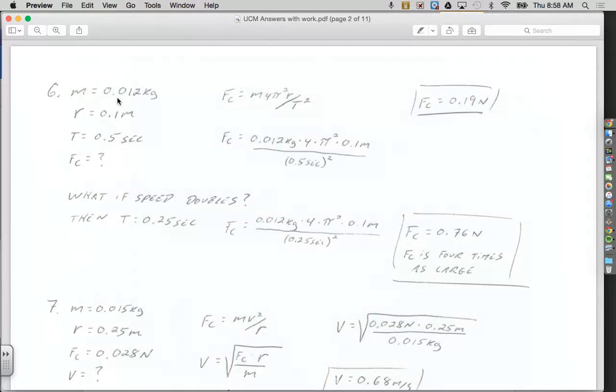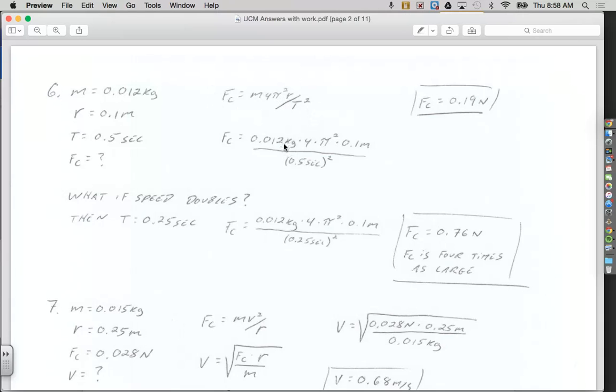So first things first, I write down all my numbers. My mass is 0.012 kilograms. My radius was 0.1 meters, and my time was half a second, and we're trying to find the centripetal force. So I look at my equation sheet and say, what equation should I use that has centripetal force and these variables? I picked centripetal force equals m 4 pi squared r over t squared.